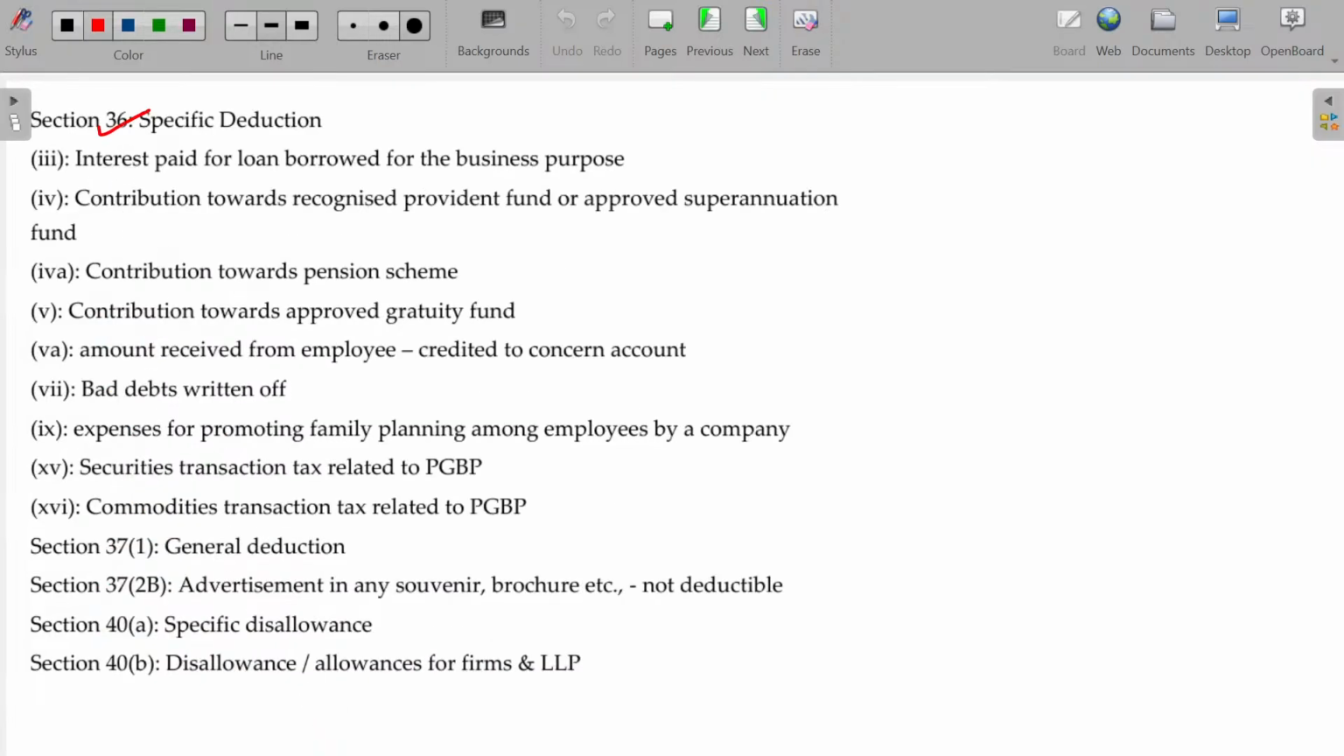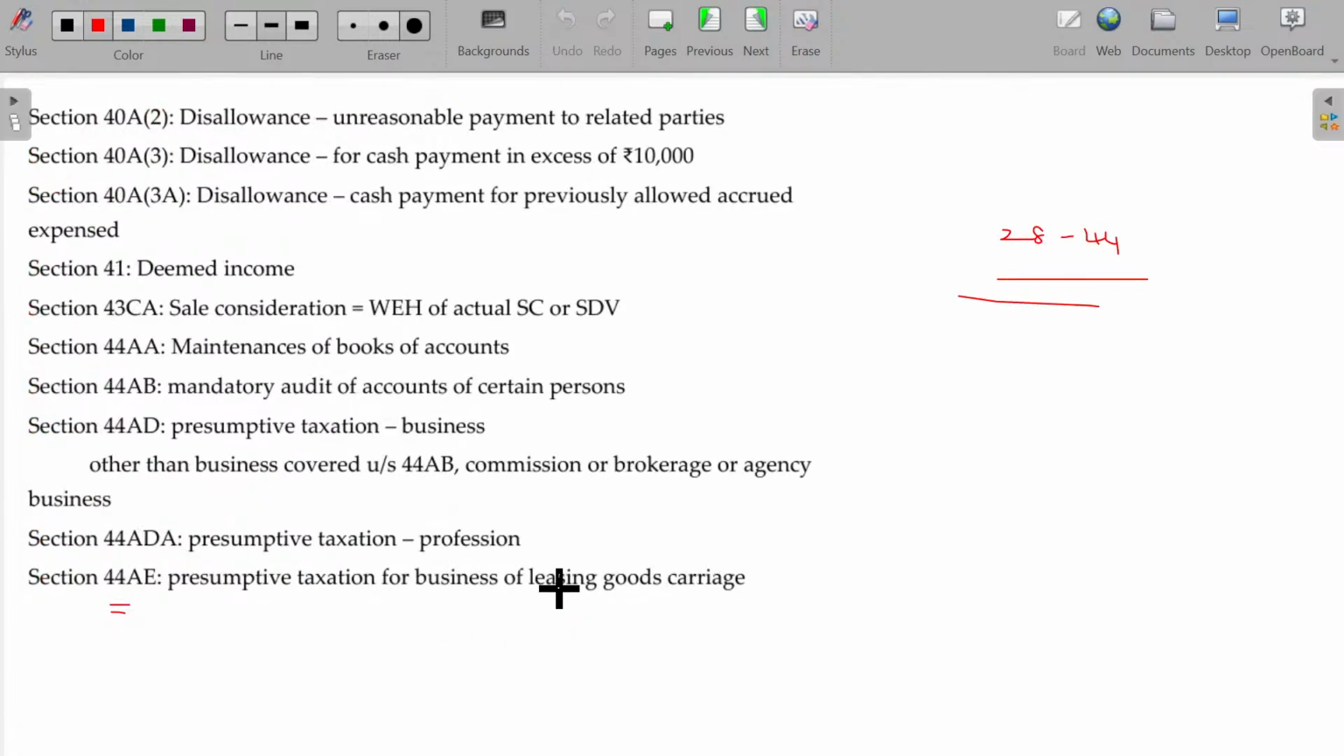Section 36, we covered 3, 4, 4A, 5, 5A, bad debt, 9th, promoting family planning, and STT and CTT completed. General deductions completed. Section 37(2B), advertisement in any souvenir, brochures, political parties' magazines not deductible. Section 40A, specific disallowances. 40B, disallowances and allowances for firms and LLP completed.